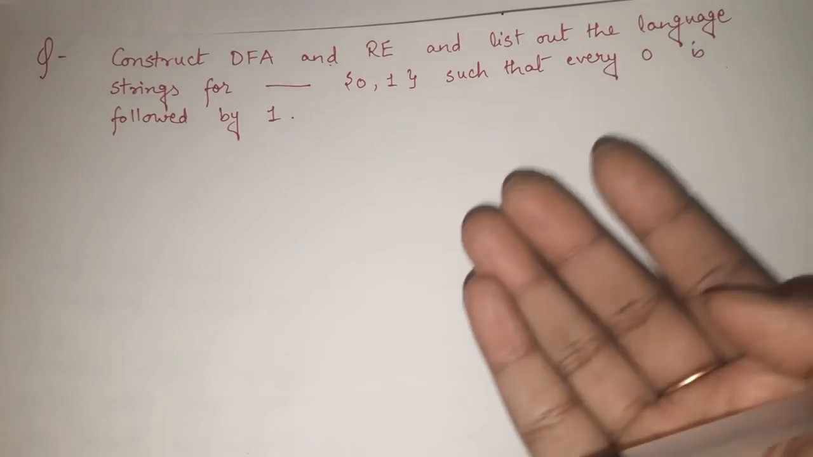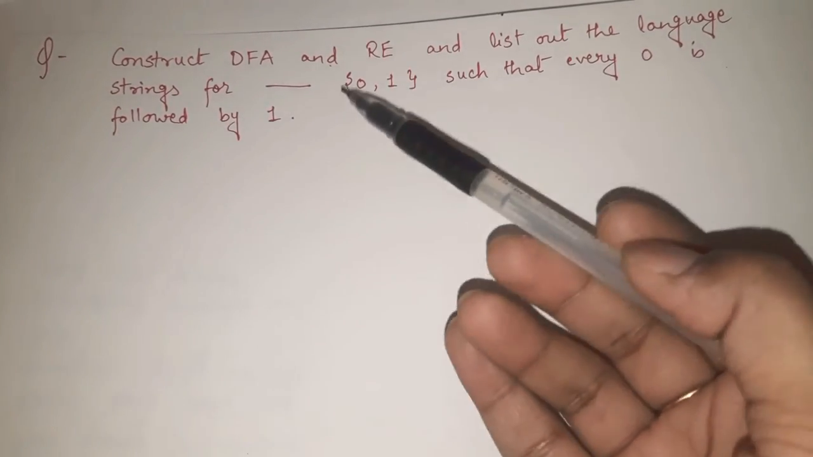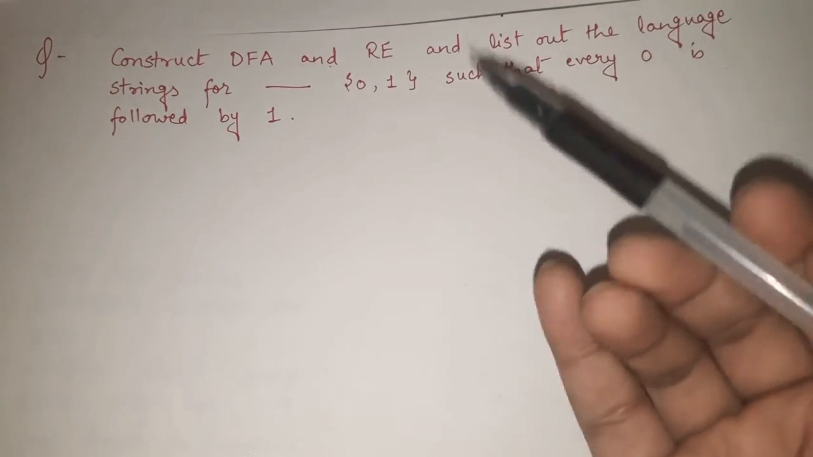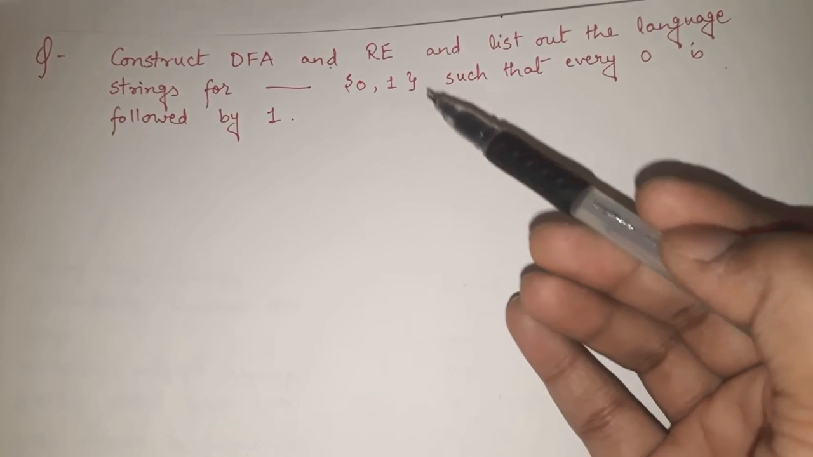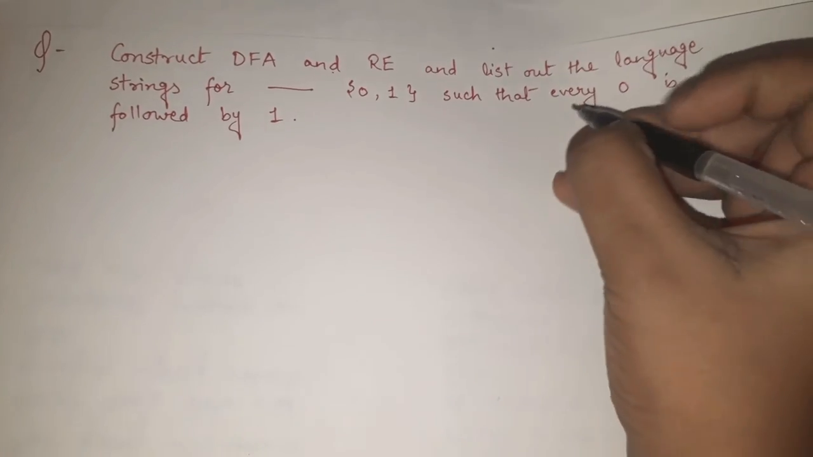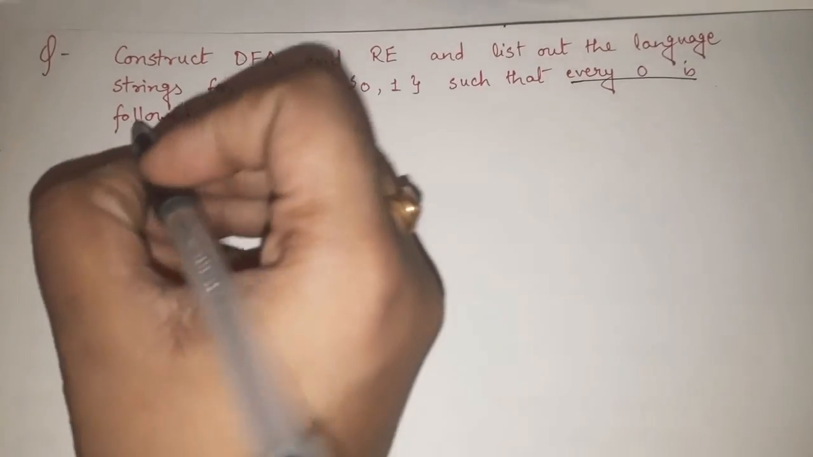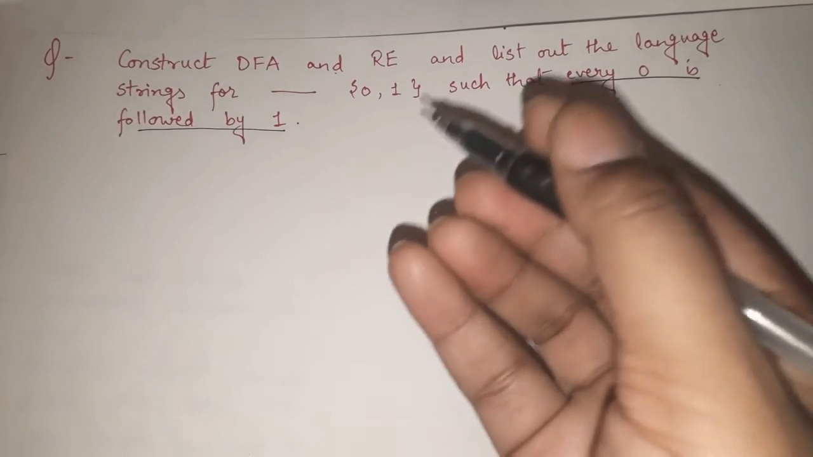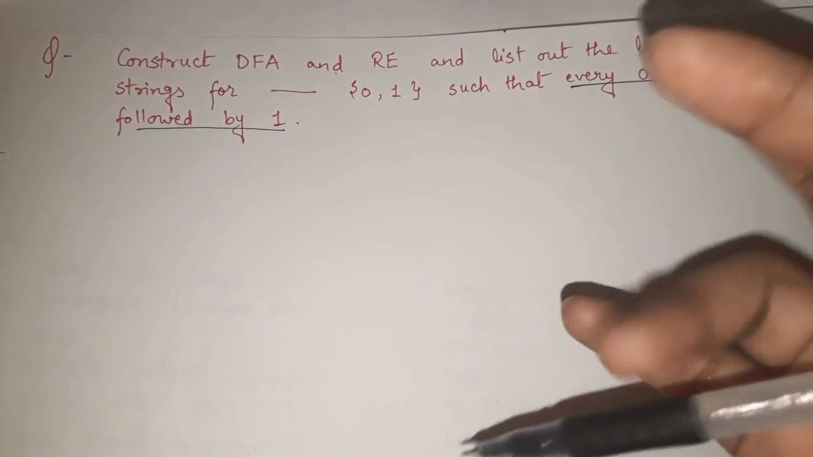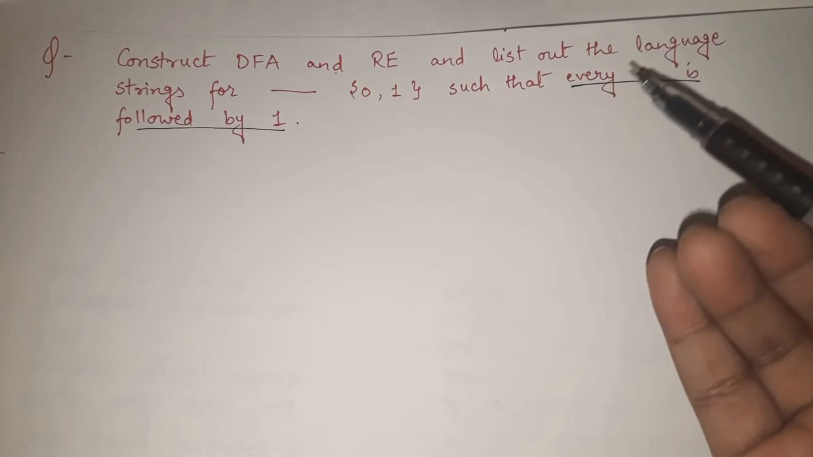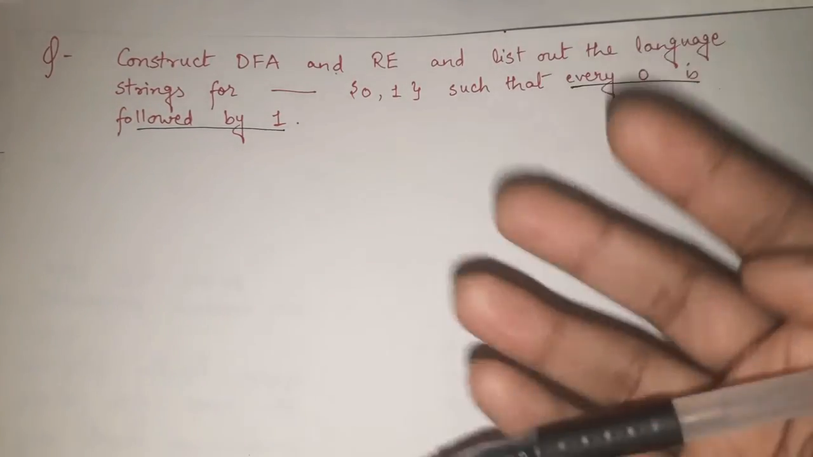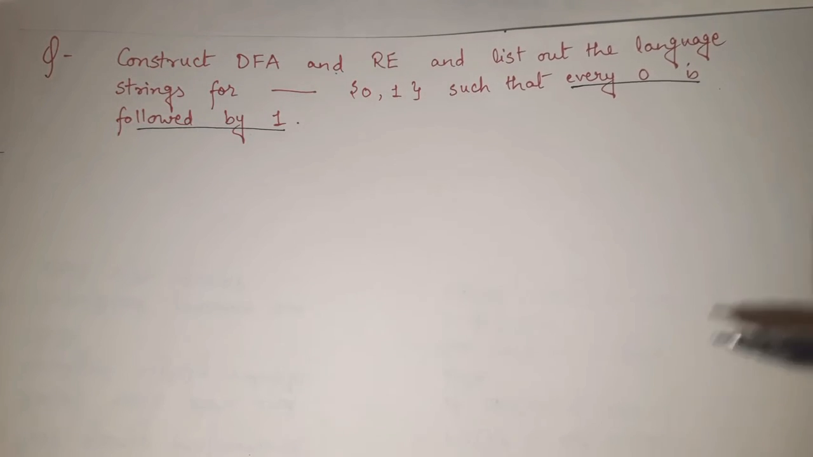Fine. So in this particular video we are going to see how to construct a DFA, how to write down a regular expression, and how to list down the strings of the language for 0, 1. The language given to us is 0, 1 such that every 0 is followed by 1. So this is our definition, that every 0 is followed by 1. We will see this in detail, so that if in the exam you are asked it interchangeably, for example, every 1 followed by 0, or every 0 followed by 1, 1 followed by double 1, 1 followed by triple 1, you will easily be able to give the answer.